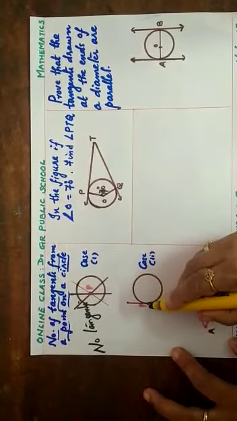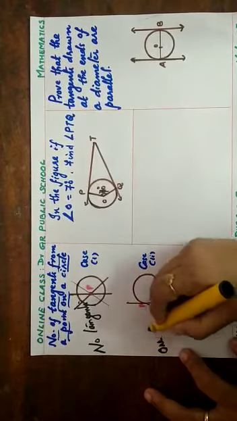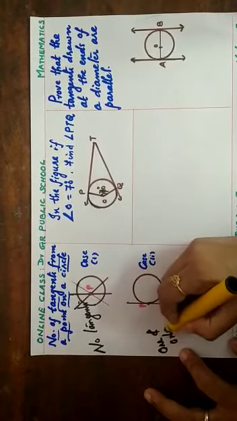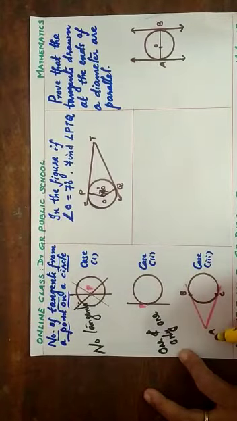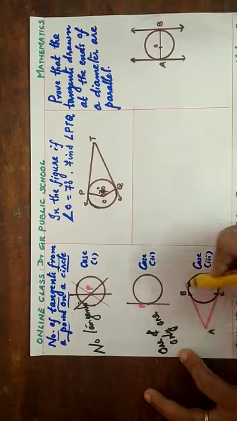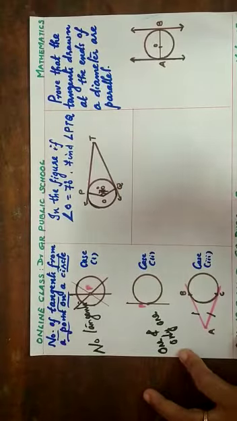If the point lies on the boundary of the circle, how many tangents can you draw? One and only one tangent. If the point A lies outside the circle, how many tangents can you draw to the circle? Two tangents can be drawn to the circle, and from the theorem you studied, the lengths of those two tangents will be equal.